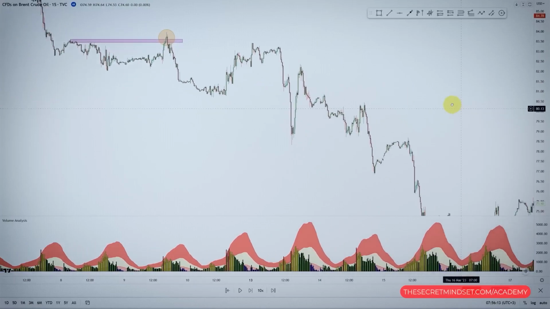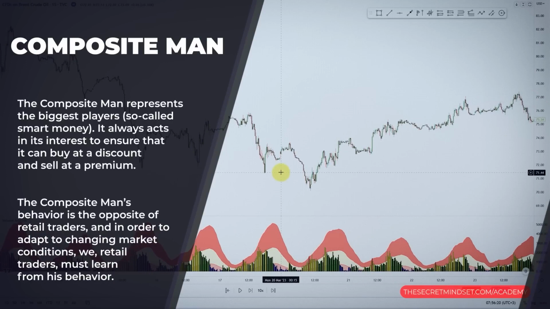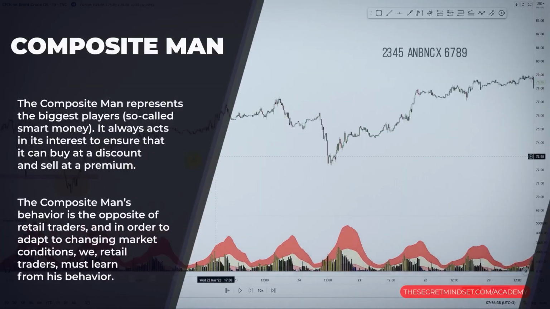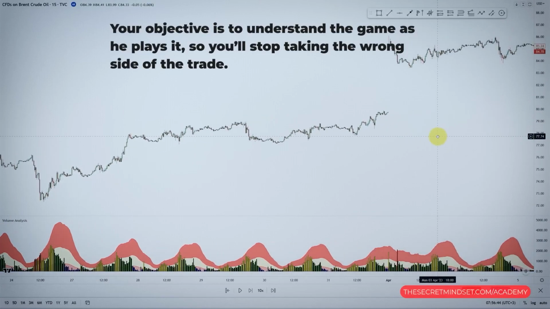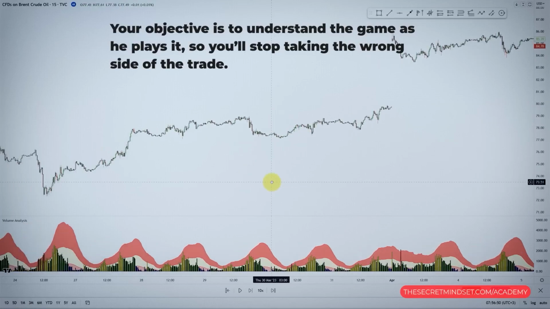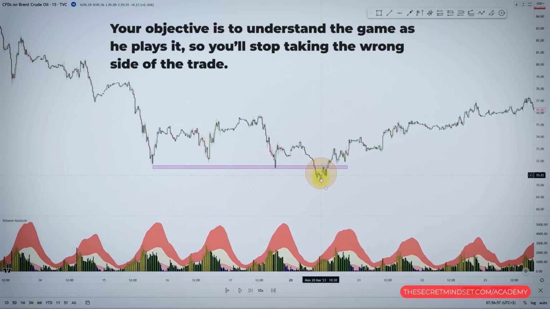In essence, the composite man represents the biggest players, the so-called smart money. It always acts in its own interest to ensure that it can buy at a discount and sell at a premium. The composite man's behavior is the opposite of retail traders, and in order to adapt to changing market conditions, we, retail traders, must learn from his behavior. If you don't understand the game as he plays it, you'll take the wrong side of the trade and you'll sit in front of the screen, desperate that the market moves once again against your position. In order to understand the behavior of the composite man, you need to understand the concept of liquidity.